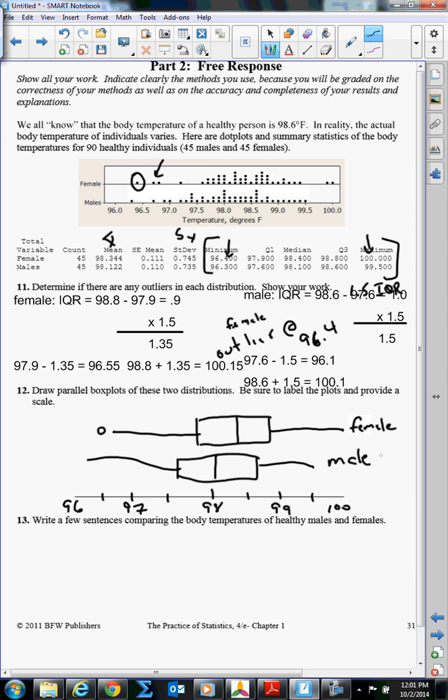So you can see how the parallel box plots and the parallel dot plots resemble each other, and certainly as far as variability goes. That's clear from both of them. Alright, number 13 says to write a few sentences comparing the body temperatures of healthy males and females.